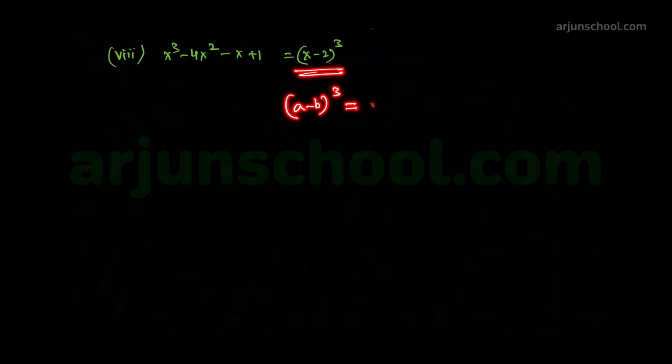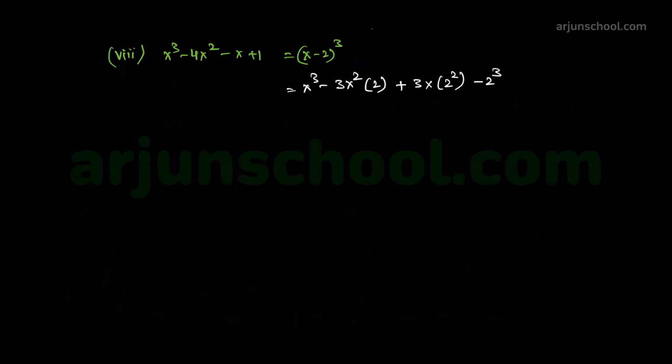Problem number 8. X cube minus 4x square minus x plus 1 is equal to (x minus 2) whole cube. RHS is of the form (a minus b) whole cube. The formula for (a minus b) whole cube is a cube minus 3a square b plus 3ab square minus b cube. Therefore, (x minus 2) whole cube can be written as x cube minus 3x square into 2 plus 3x into 2 square minus 2 cube, which is equal to x cube minus 6x square plus 12x minus 8.